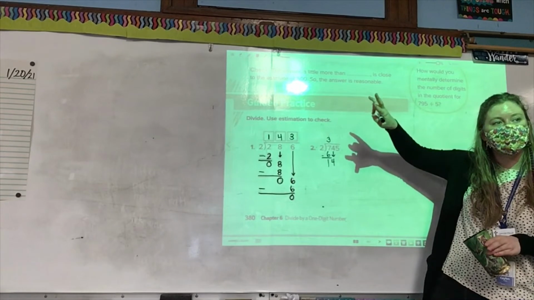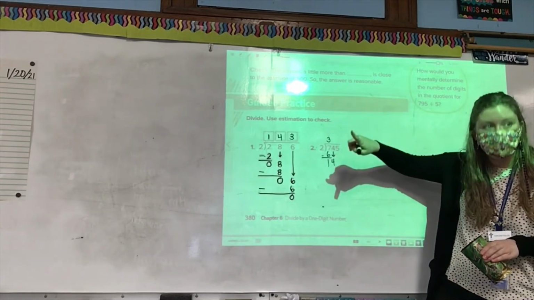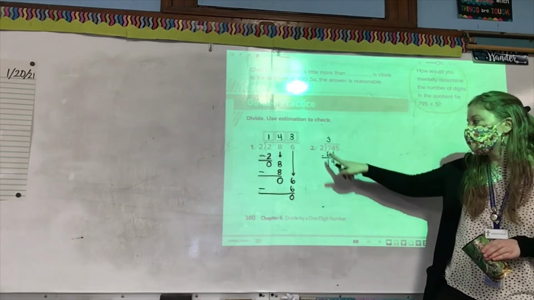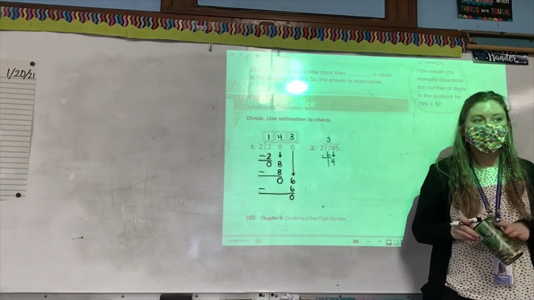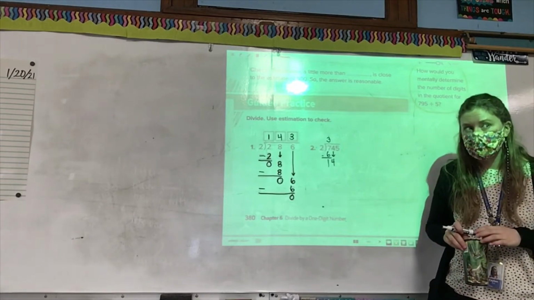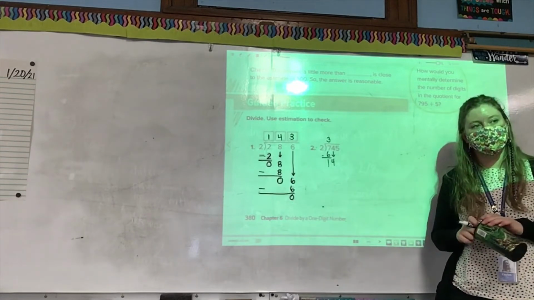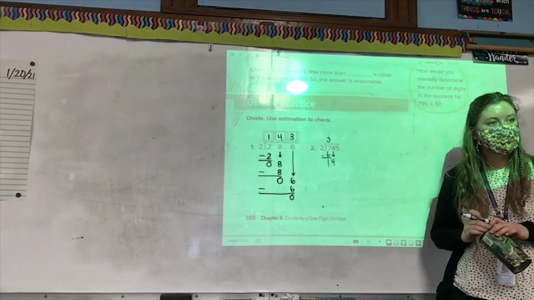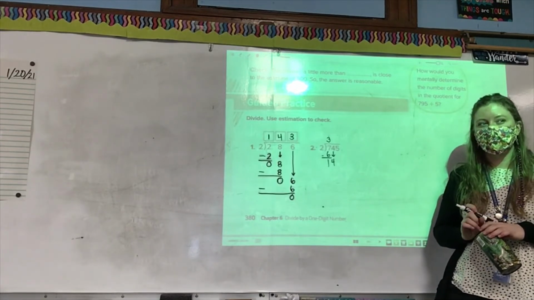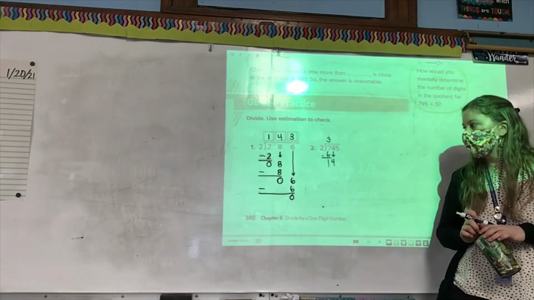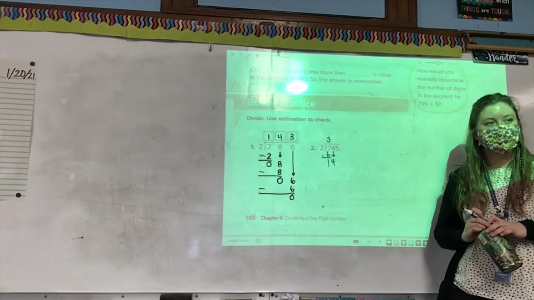We see how many times the divisor can go into our new dividend. So tell me in numbers, what does that mean? We're seeing how many times 2 can go into 14. How many times is that? What's 2 times 6? Mason, what's 2 times 6?